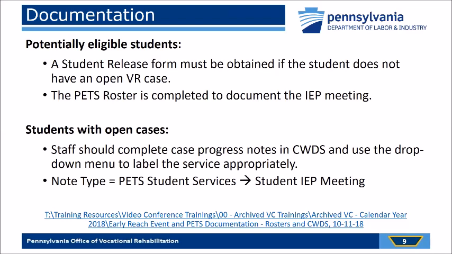When we're talking about release forms, best practice is to obtain our PETS release form, the OVR 244. If we cannot get that form signed for whatever reason, then we can use a school release form in order to record that IEP meeting. As long as the school release form states that they have permission to share that student's information with OVR, and it includes those 9 data points that we need.